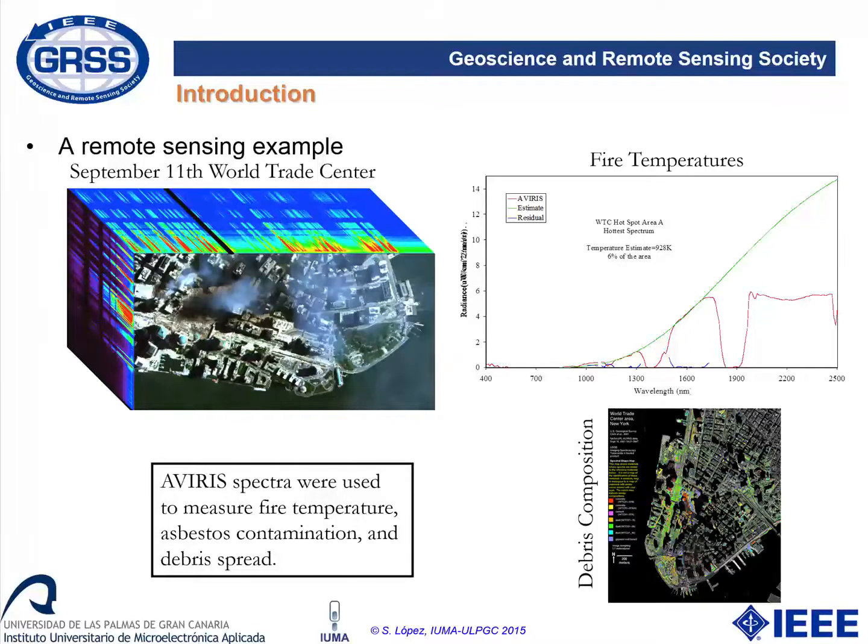This is a sensor from the Jet Propulsion Laboratory that gives us hyperspectral images with 224 spectral bands.